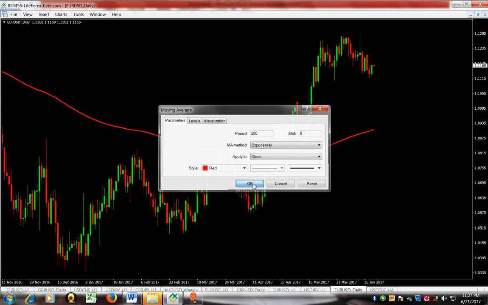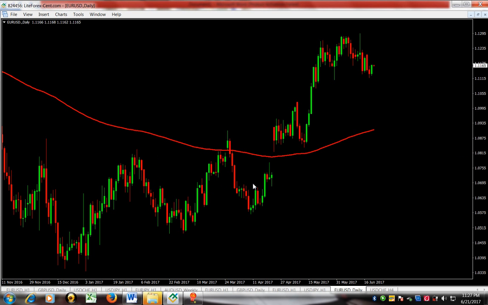close, and then apply. Now we like to use the 200 moving average because it's a very powerful tool that indicates the next direction of the market on a daily chart. And also we like to use the daily chart because it's very good for a forex trader to always examine what is going on the daily chart before even switching to any other time frame.